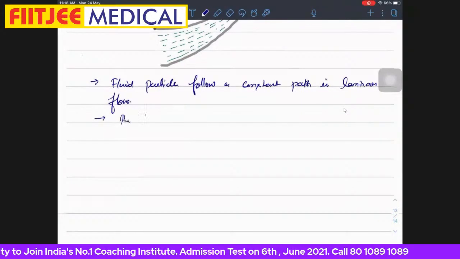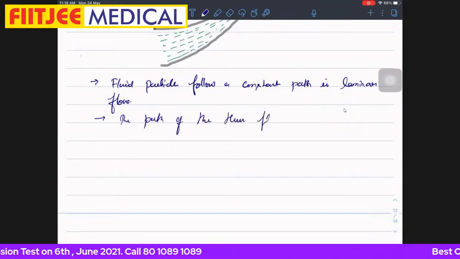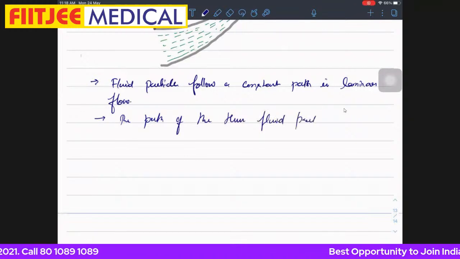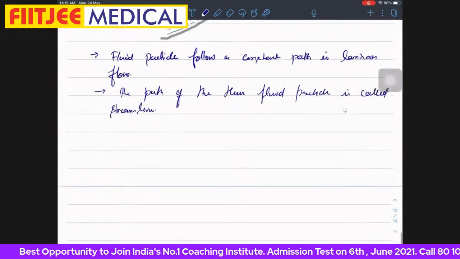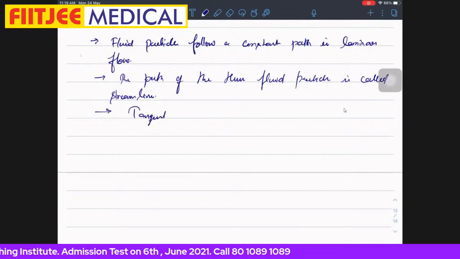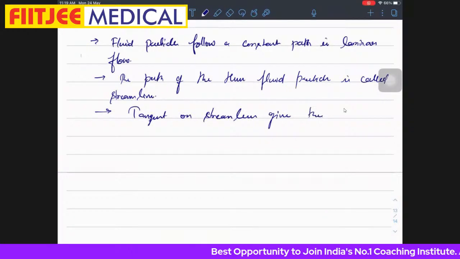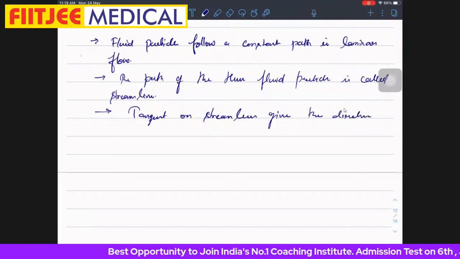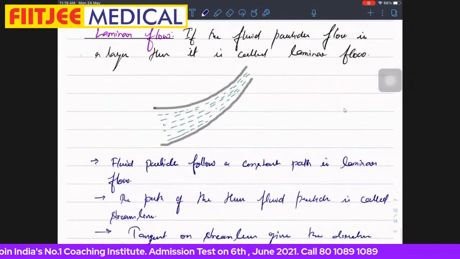The path of this fluid particle is called streamline. Tangent on a streamline gives the direction of flow. So these were the points regarding the laminar flow.